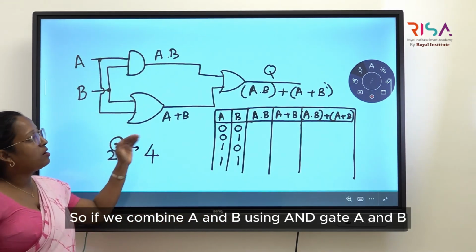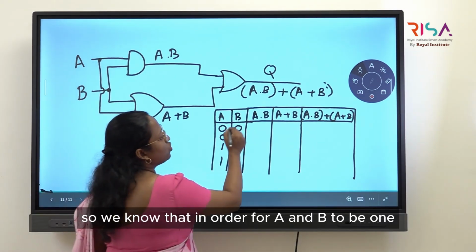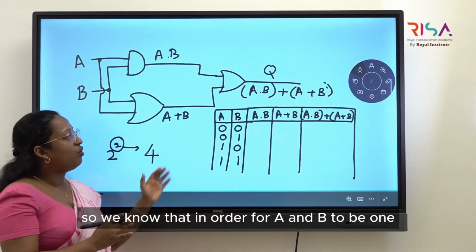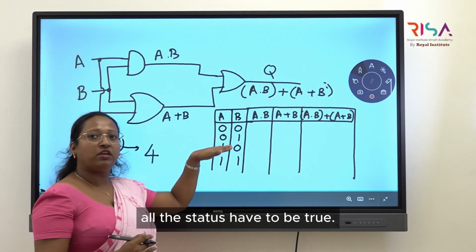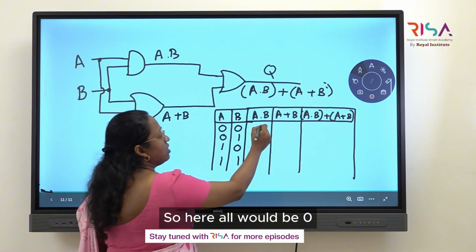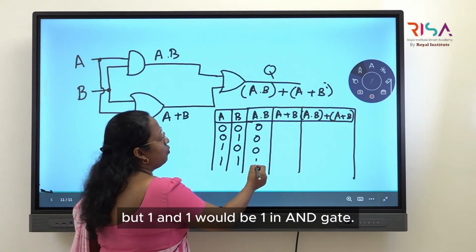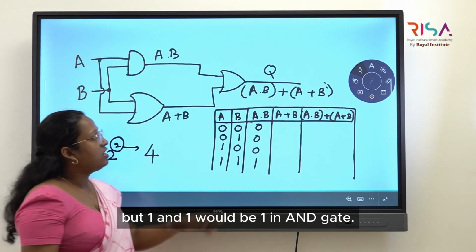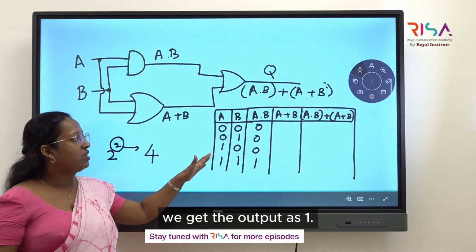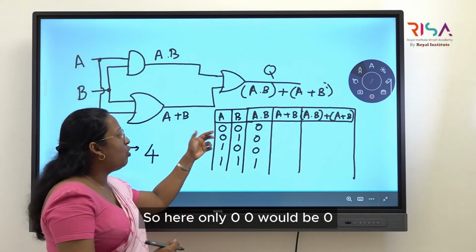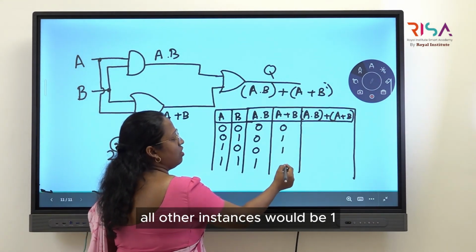Right? So if we combine A and B using an AND gate, we know that in order for A AND B to be 1, all the inputs have to be true. Right? So here all would be 0, but 1 and 1 would be 1 in the AND gate. If you consider the OR gate here, if either of the inputs is 1, we get the output as 1. So here only 0, 0 would be 0, and all other instances would be 1.